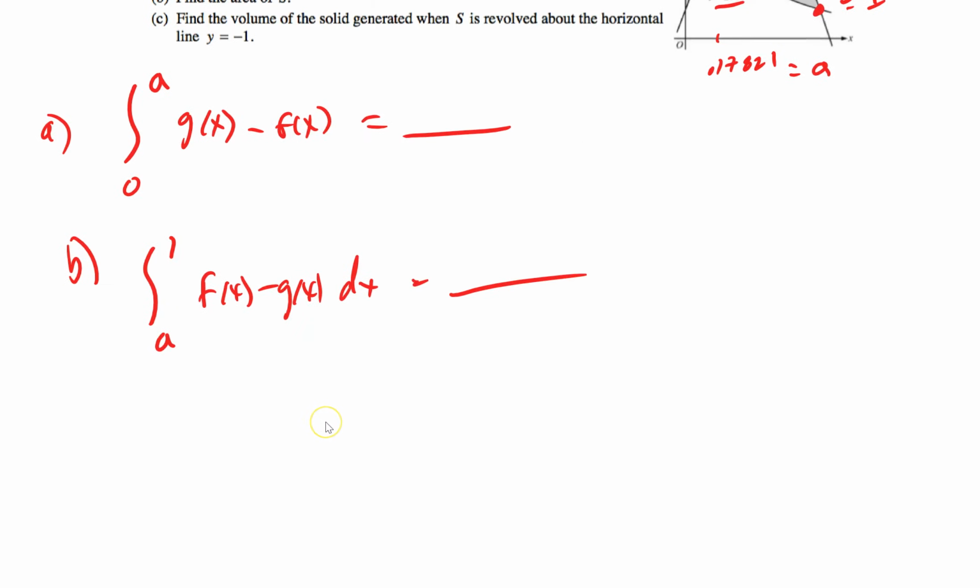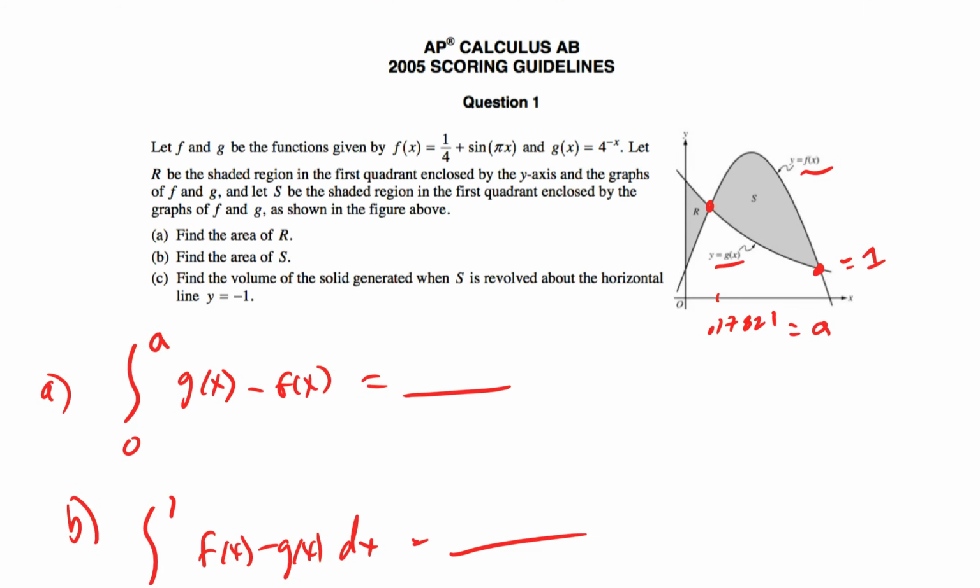And then let's talk about C. C is going to be interesting. So find the volume of the solid generated when S is revolving around the horizontal line y equals -1. So y equals -1. It's a horizontal line. They're telling you horizontal line. So let's say this is -1 so I don't hit that. So here's the line y equals -1.